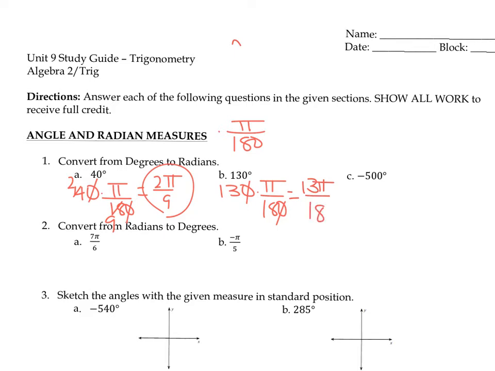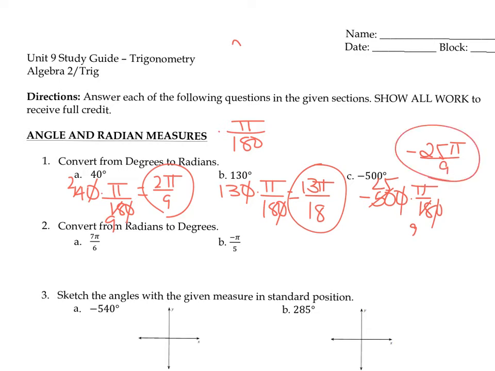For negative 500 degrees, it's going to be negative 500 times pi over 180. So 1 zero cancels out, and then with 50, 2 can go into each. So 25 and 9. So I have negative 25 pi over 9.